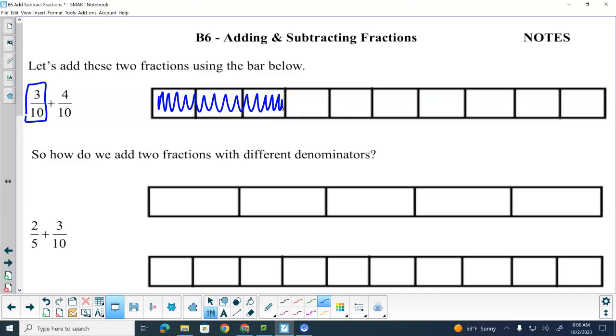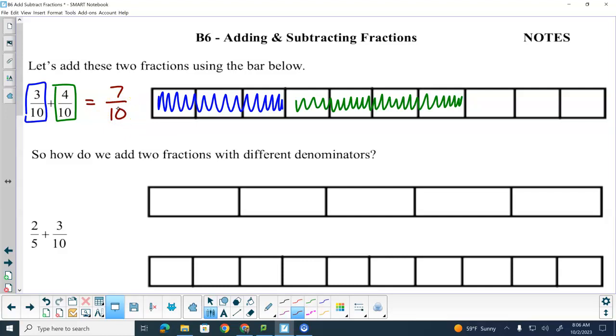Then if I add to it another 4/10, that means I would start from where I left off. 1, 2, 3, 4. So we have that many. So altogether, how many parts of our tenths do we have filled in? We got 7 of them. So this would be 7/10. And that's all nice and neat and easy.